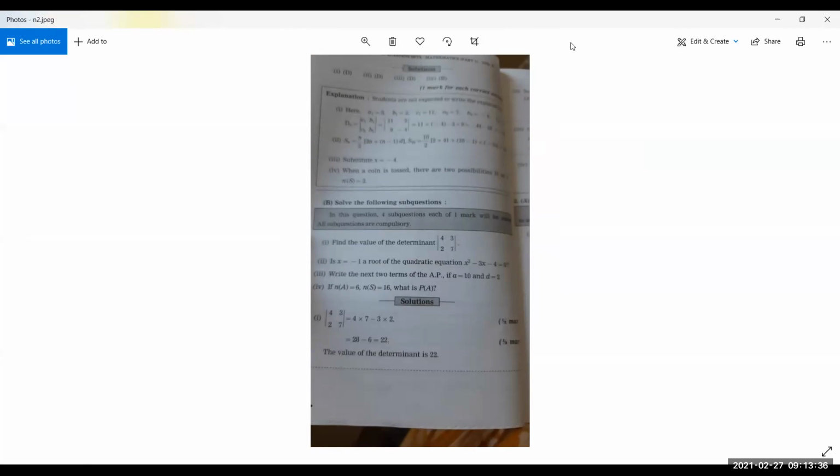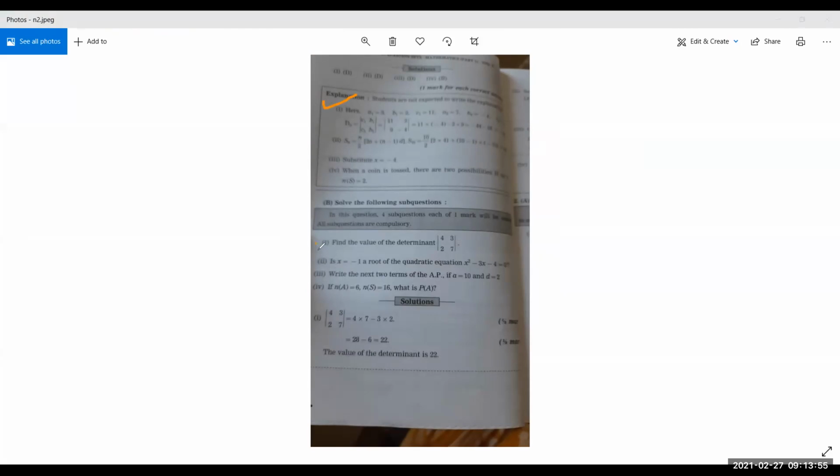So let's see the next question now. Question number 2. So here was just the explanation was given. Now it is question number 1B. Again, the question is asked for simply 1 marks here. So what is this? All the 4 questions are compulsory and each question carries 1 marks here.